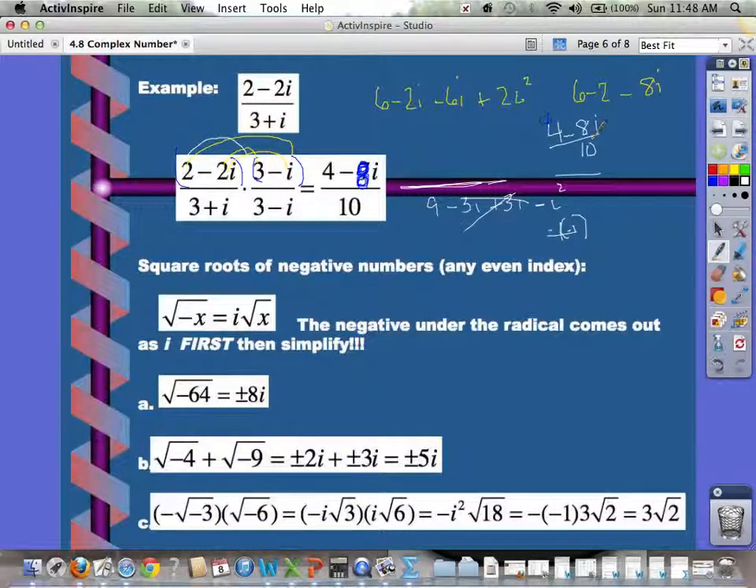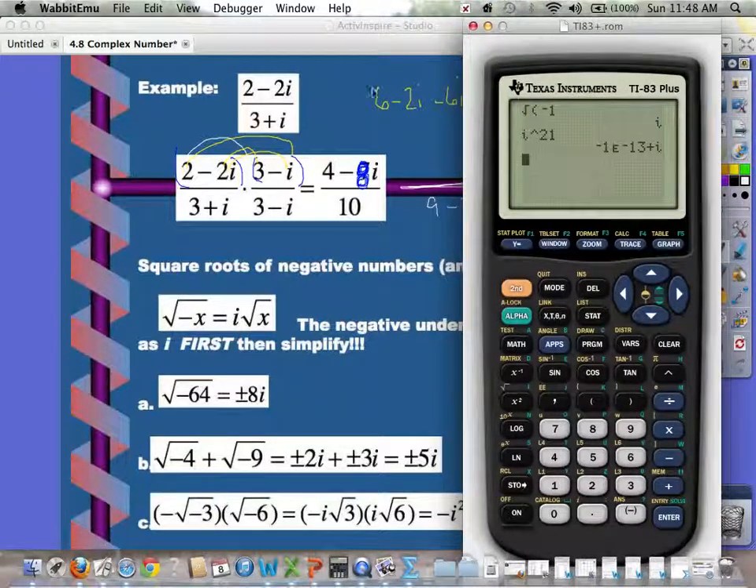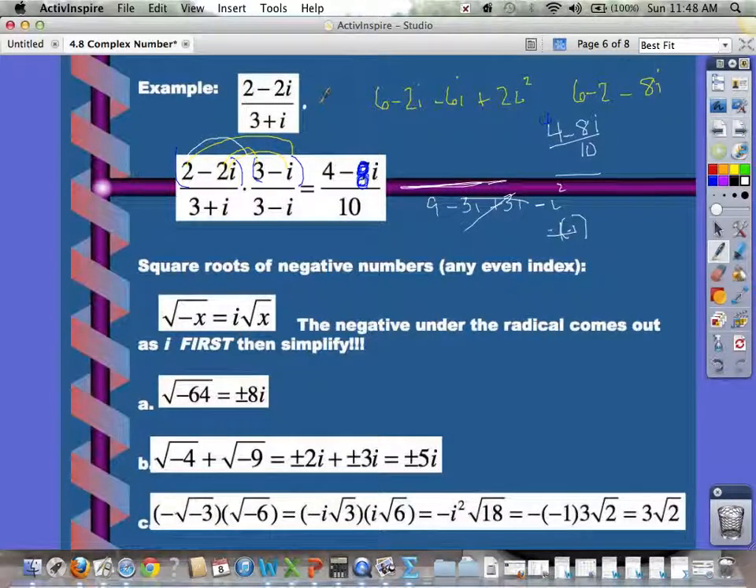Now, let me show you what you can do. Any of this stuff with i, you can put in your calculator. Now watch how I do it. With division especially, you have to at least set it up so you can do the conjugate. You at least have to have times right here, and then 3 minus i. After that, you're good to go, but you must at least do that. It won't do it all for you.